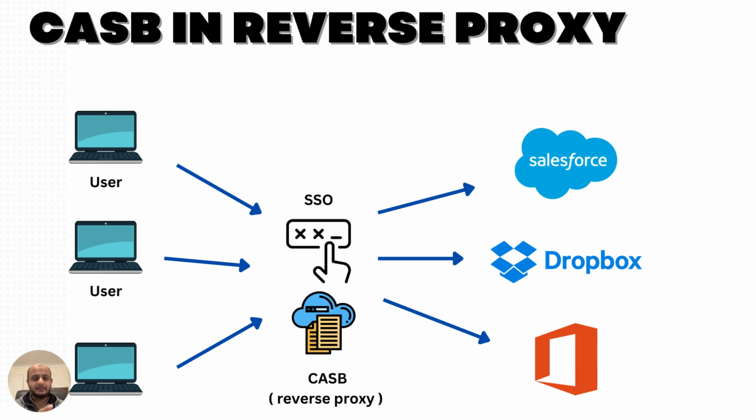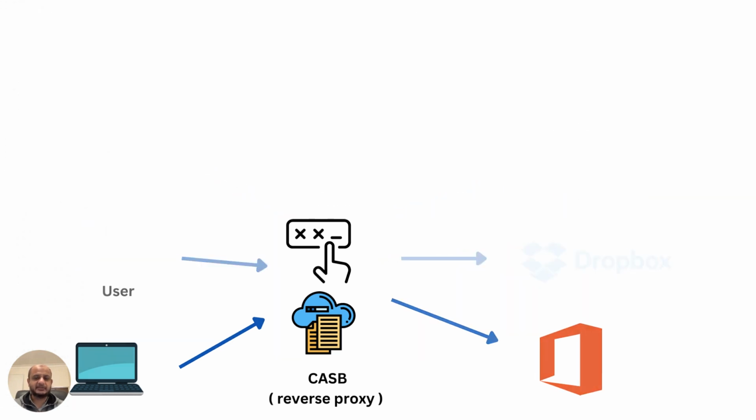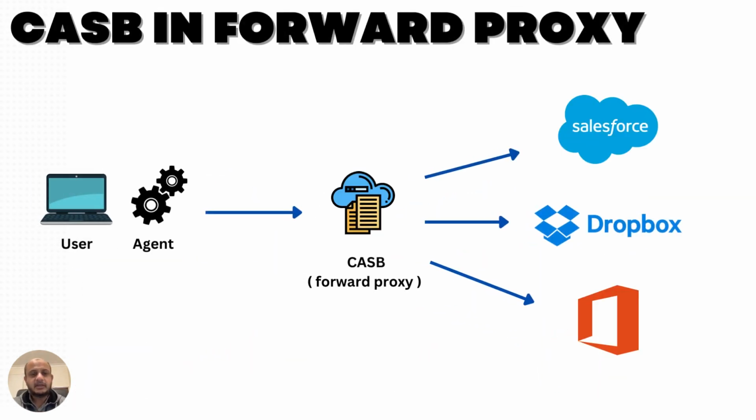This is the ideal CASB architecture and it gives you the most visibility, but it does sometimes introduce a little bit of a delay, because you're in the path and it's inspecting everything. Sometimes a delay happens. So the other one is forward proxy.